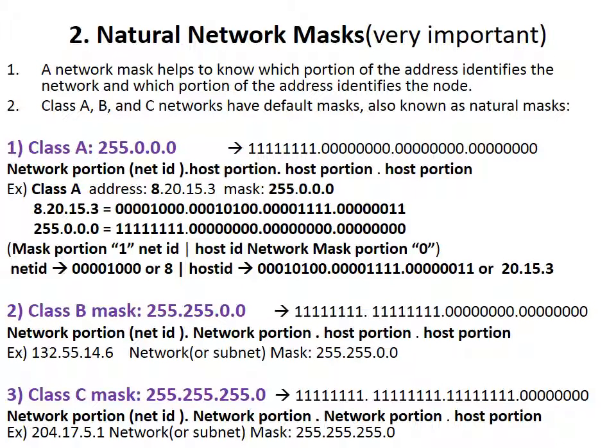For IP addresses, there is a natural network mask for each class. The Class A natural network mask is 255.0.0.0. The Class B natural network mask is 255.255.0.0. The Class C natural network mask is 255.255.255.0. Without specific information, these are the default network masks for each class. Let's see each class in more detail from the next slide.